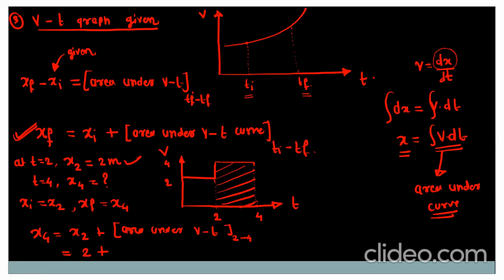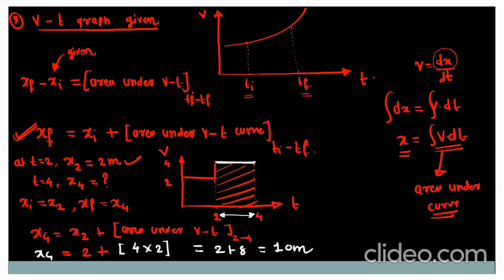Because this is the velocity time graph, that is a straight line for time 2 to 4 seconds. So the area under that line will be this complete shaded region. This base is equal to 4 minus 2, that is 2, and this total height is equal to 4. So area will be 4 into 2. So we will get 2 plus 8 meter, that is equal to 10 meter.